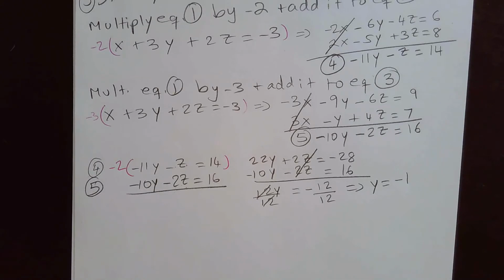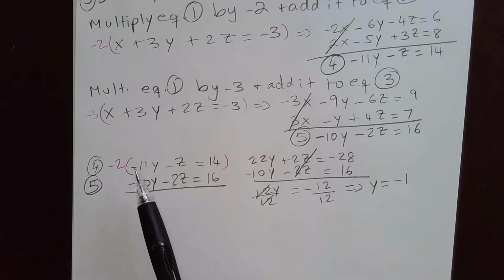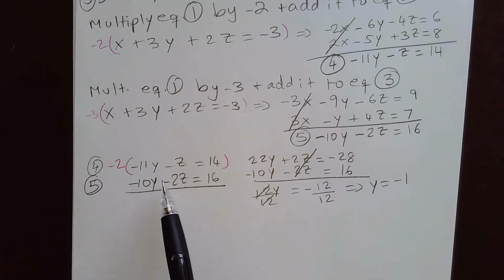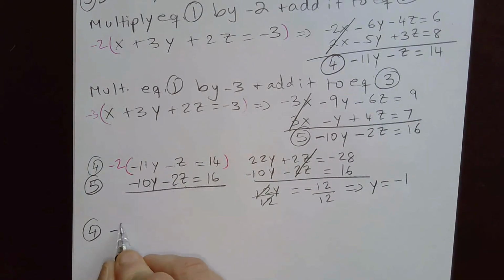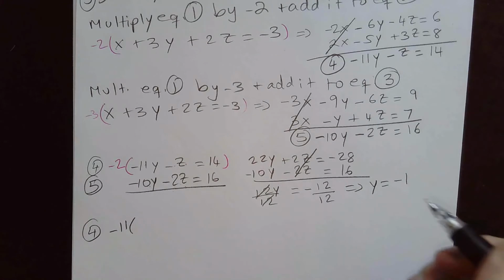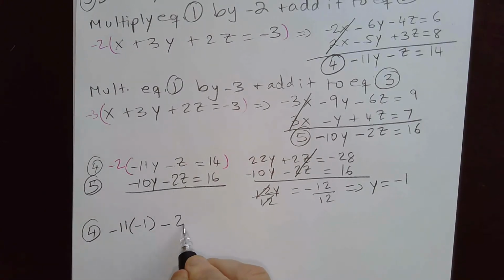Now we have to find the solution for x and z. So let's take a look. After you find one of the variables, you have to solve for the other variable in these two equations. So we found y, now we need to find z, either from equation 4 or equation 5. Okay, so let's go ahead and take equation 4. Equation 4 is negative 11y, y is negative 1, minus z equal to 14.